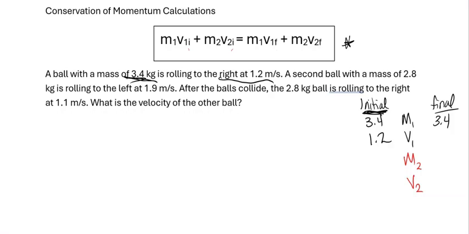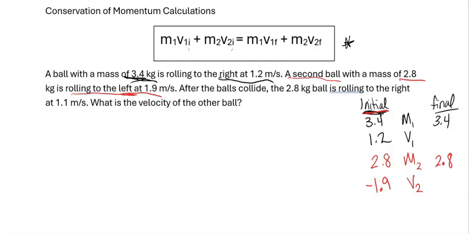And now it tells me here the second ball, so this is going to be my second object, the mass is 2.8. And again, my mass is not going to change from beginning to after. And it's rolling to the left at 1.9 meters per second. So because it is rolling to the left, its initial velocity is negative 1.9.